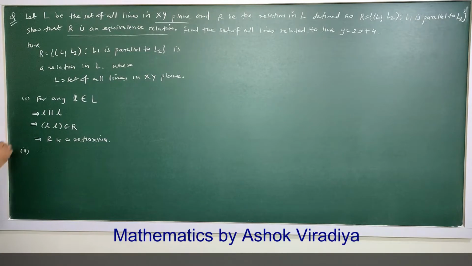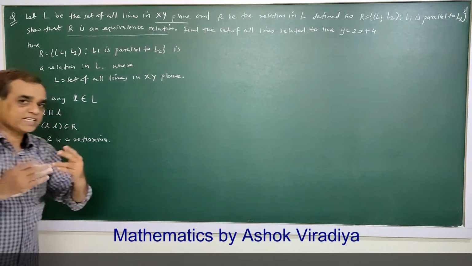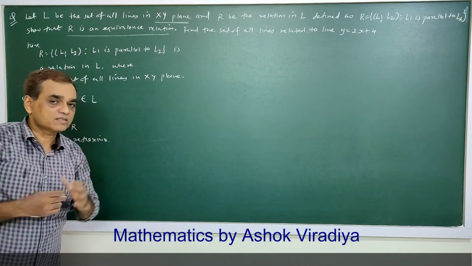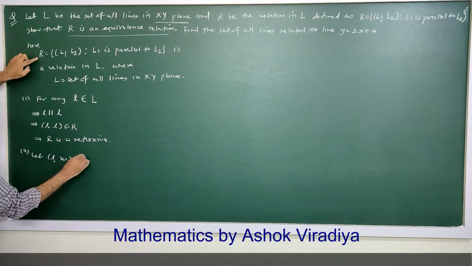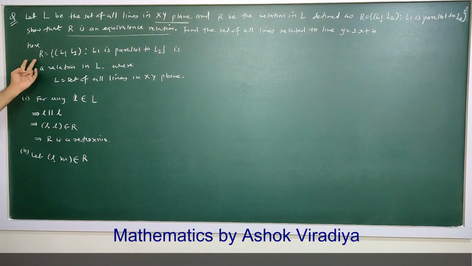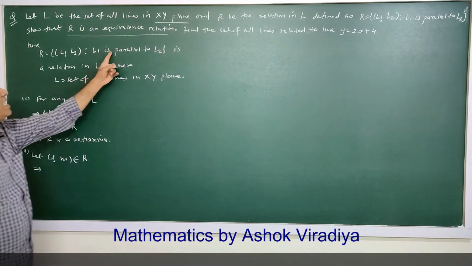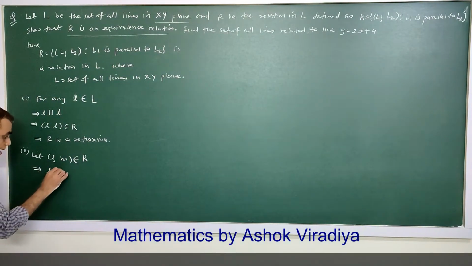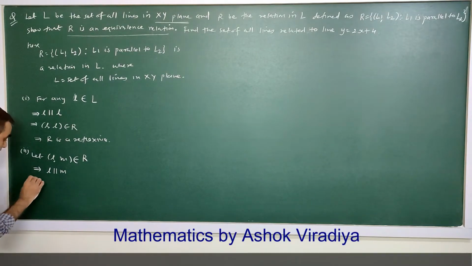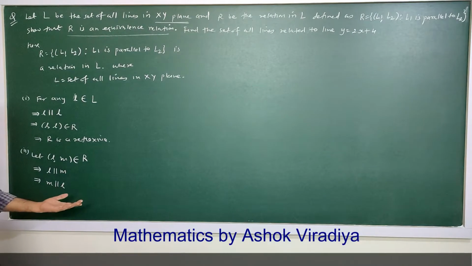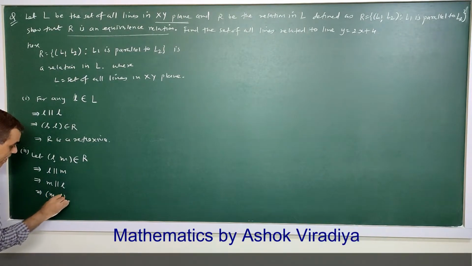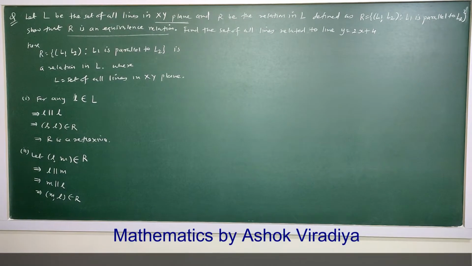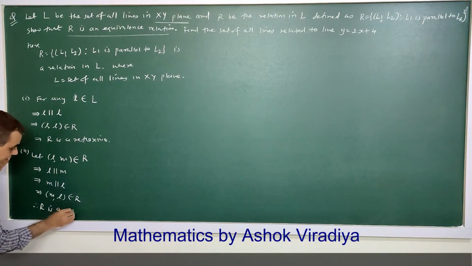Second property, symmetry. For any ordered pair (A, B) belonging to R, we want to check its inverse (B, A). Does it belong to R? Let (L, M) belong to R. Now (L, M) belonging to R means L is parallel to M. If L is parallel to M, that means M is parallel to L. That is true. So (M, L) belongs to R. Therefore, R is a symmetric relation.